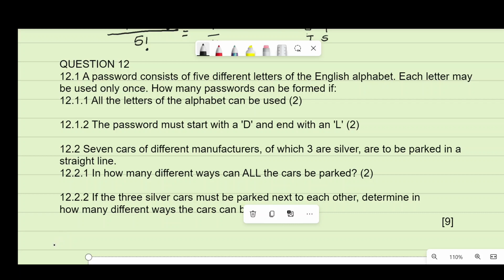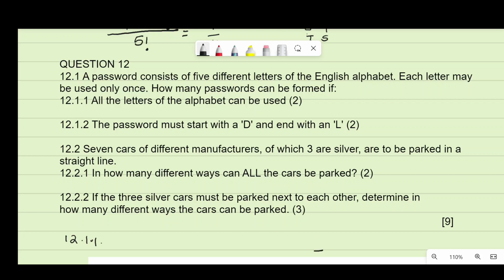12.1. A password consists of 5 different letters of the English alphabet. Each letter may be used only once. How many passwords can be formed if 1. All the letters of the alphabet can be used? Okay. So here it's about the letters of the alphabet. So we are going to do 12.1.1 first. Remember to write the positions before we go to the answer.